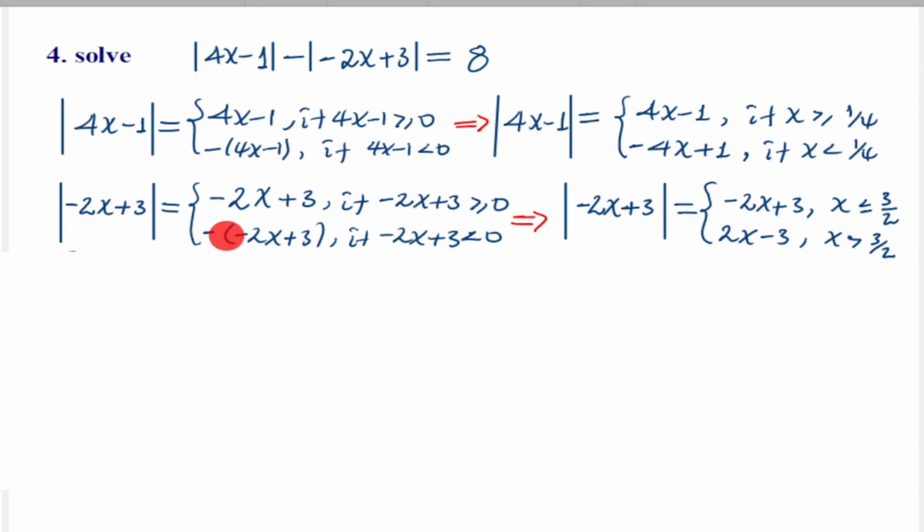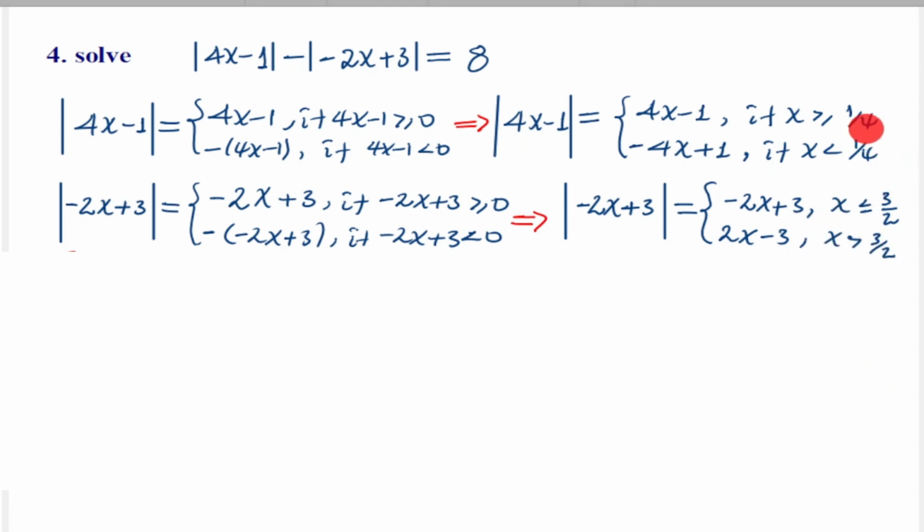And the second one is negative times negative, we get positive 2x. Negative times positive 3, we get minus 3. When we bring 3 to the right, it becomes negative 3. Then when we divide by negative, the inequality will be changed. So this less than will be changed to greater than. The absolute value of minus 2x plus 3 is equal to 2x minus 3 if x is greater than 3 over 2.